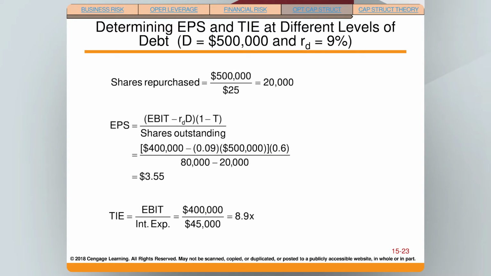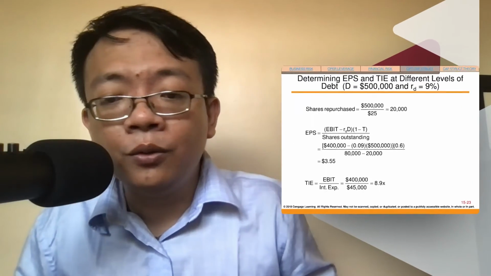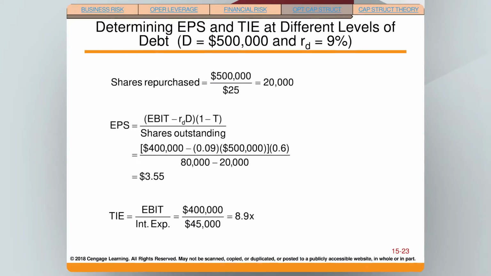Determining naman the EPS, ito ay more on formula, diba? And the times interest earned at a different level. What if you have 500,000 and you have 9%? So, 500,000 divided by 25 is equals to 20,000. Alright, so EBIT, diba? So, meaning 400,000 minus 0.09 times 500 muna. Then, we minus it by the 400. Parang kanina, no? Same as a while ago. Alright. So, after that, we multiply it by 0.06. You divide it by 60.